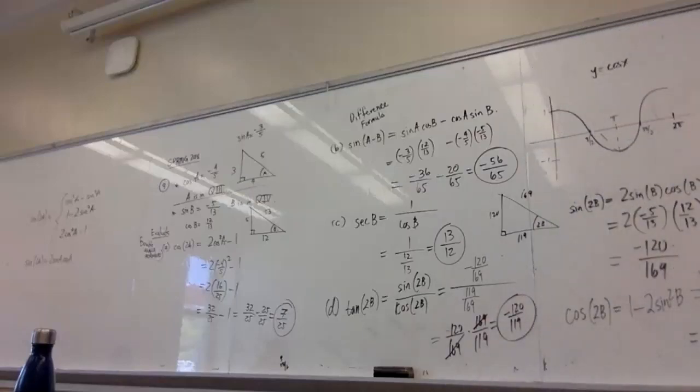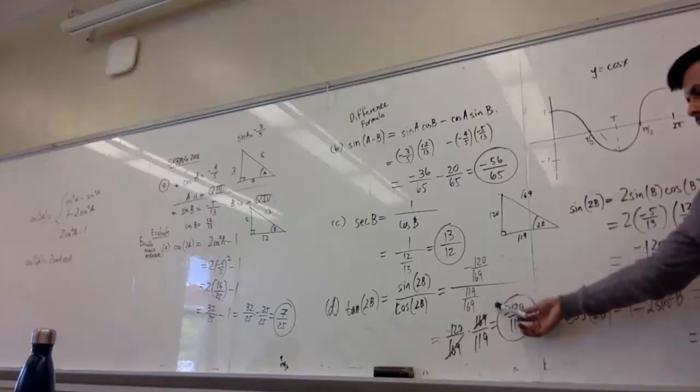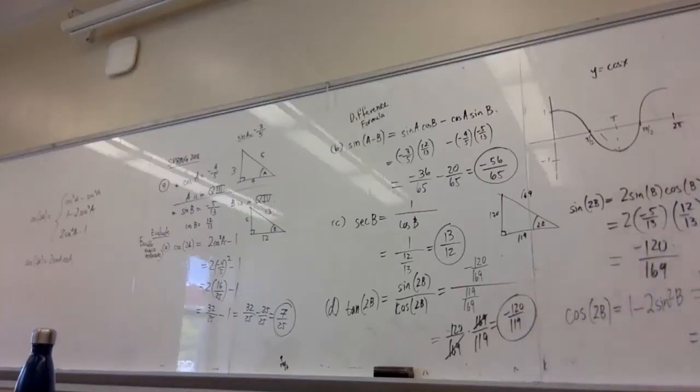So for this one, I needed to do quite a number of things. I first figured out what sine of twice the angle was, but this is pretty straightforward because I already have that. And for cosine of twice the angle, I need to use one of the formulas. Any one of them would have worked because I have sine and cosine. Plugged it in, then I divide the two fractions, and I get negative 120 over 119.